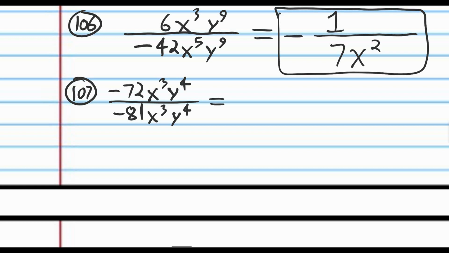All right, we're back. We're going to divide both these numbers by 9. 72 divided by 9 is 8. 81 divided by 9 is 9. And the x's just cancel out, and the y's cancel out too, because they all have the same powers. So you're just left with 8/9.